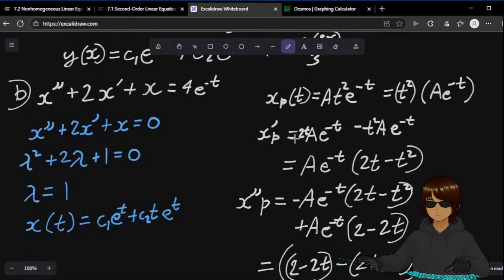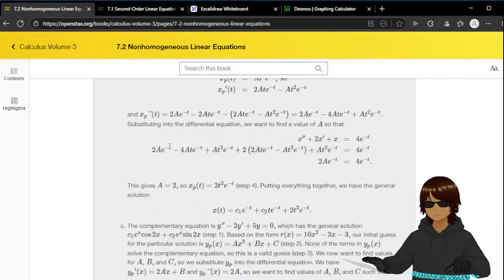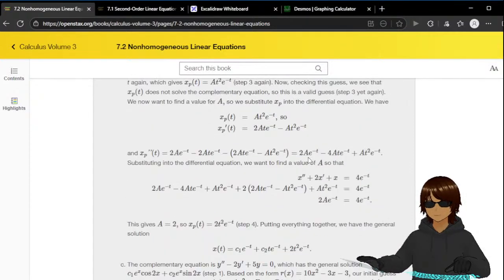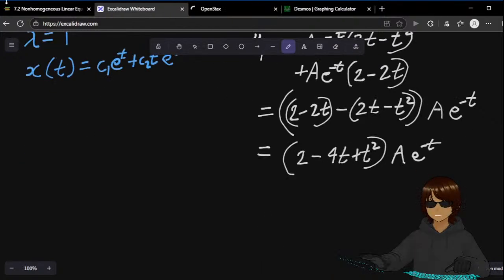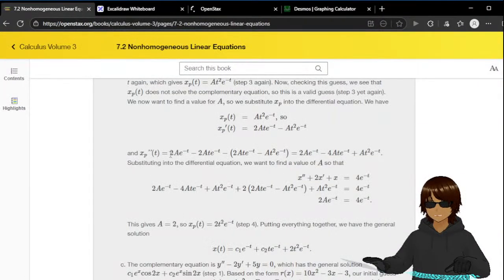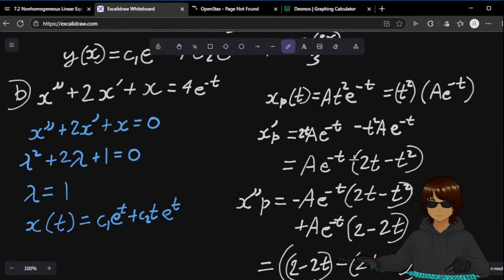Imagine I do all that and the answer is wrong. Well, let's just skip this. Double derivative, 2a, let's see. So 2a e to the power of minus t, minus 4t and t square. Now we have to substitute that back to here.